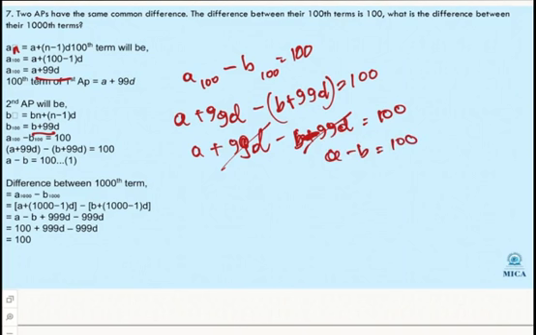Now we have to find the difference between the 1000th terms. So a1000 minus b1000 is equal to a plus 1000 minus 1 d minus b plus 1000 minus 1 d. A minus b plus 999d minus 999d. So here 999d and 999d get cancelled. We know the value of a minus b. A minus b is 100. So the answer, the difference between the 1000th terms of the two APs, is 100.